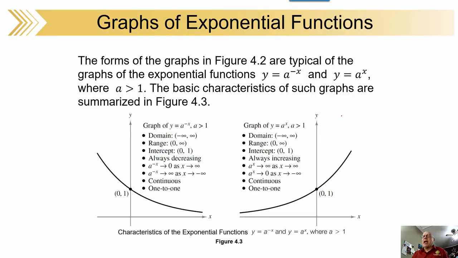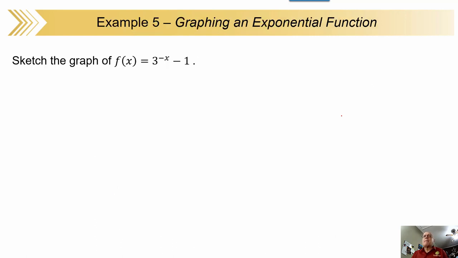Here are some things you can keep, but it's not as important as just knowing how the graph goes. It is 1 to 1. You can switch the x and the y values and still have a function. And the domain and range are as you see. Domain is everything, range starts at 0 and goes to infinity. Of course, you've got the (0, 1) for all of them, basically.